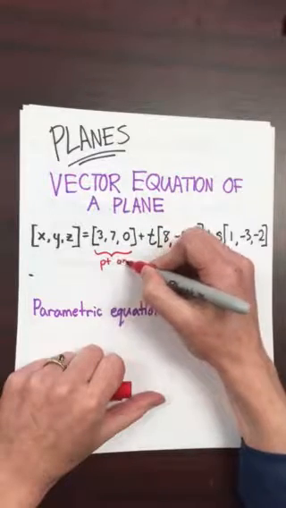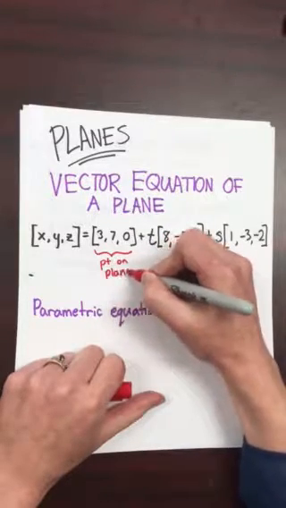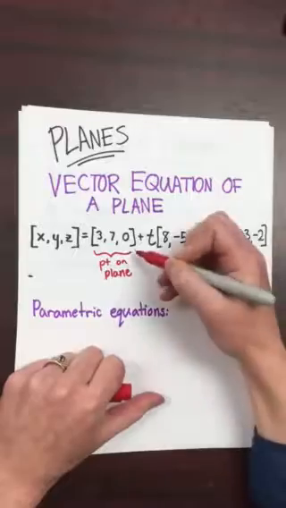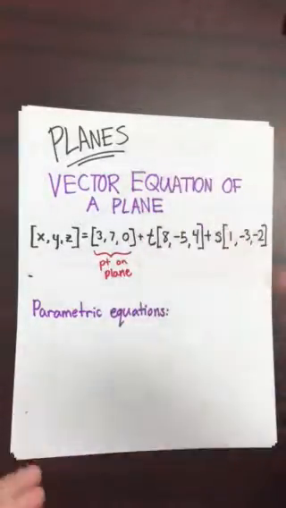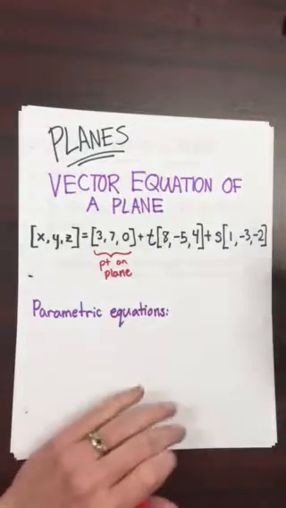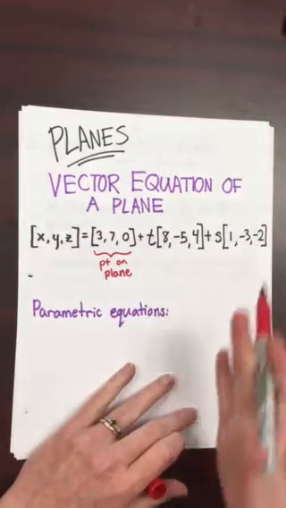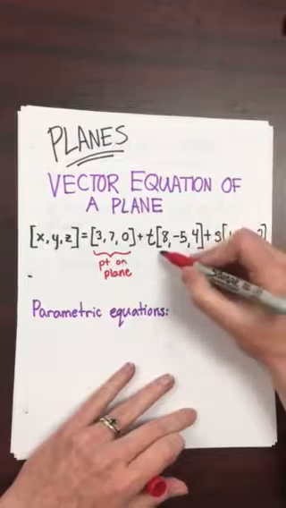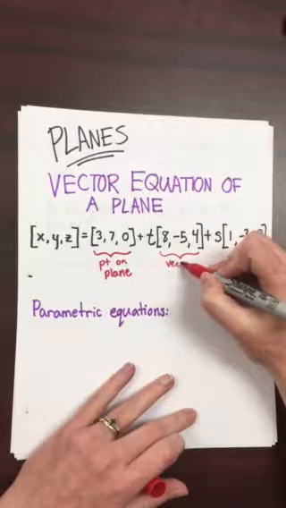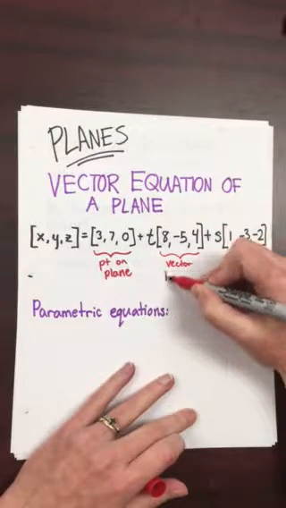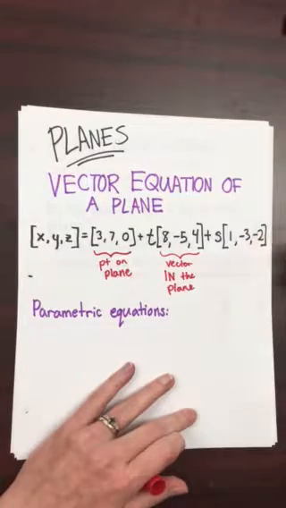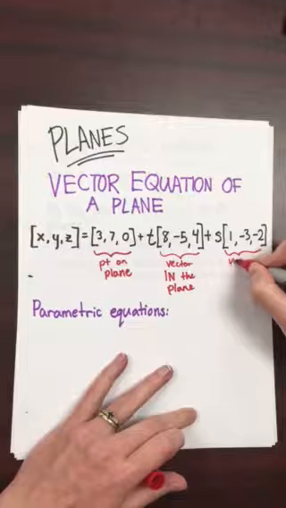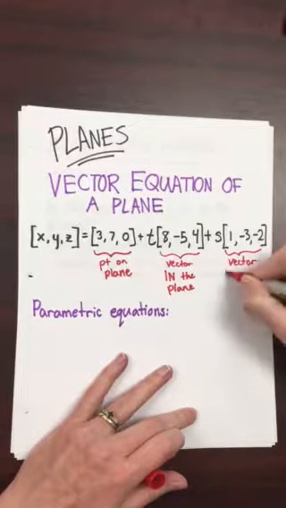So point on the plane. Just like in your vector equation of a line, that was a point on the line. So the idea of this vector is to take you to the plane. Let's find the plane. Then we have our two vectors that are lying in the plane, parallel to the plane. So this is a vector in the plane. It lies parallel to the plane. And here's another vector in the plane.